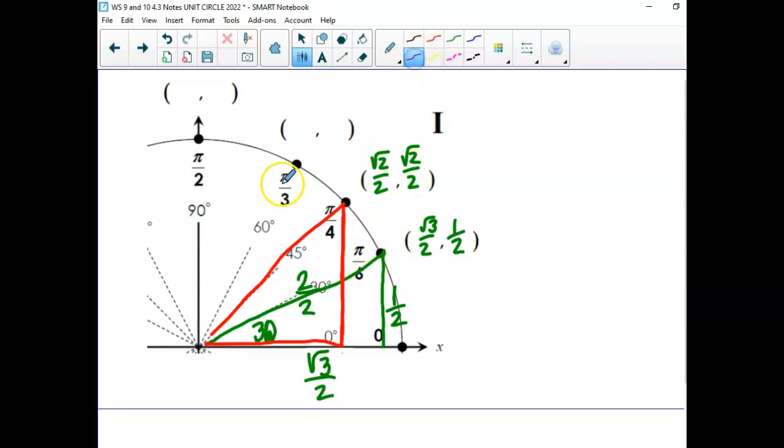Now when we get around the circle and we've gone 60 degrees, if I draw that triangle in, what do you notice about the x and the y? The x is shorter, right? So the x is the 1/2, and the up is a lot longer. It's square root of 3 over 2.